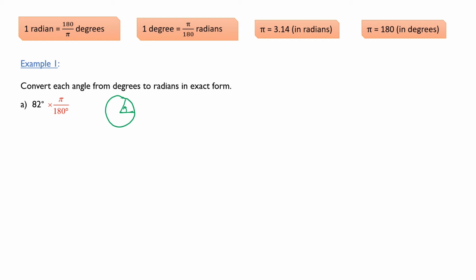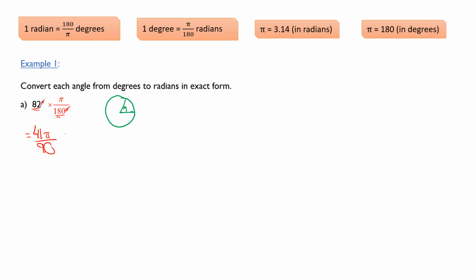So now, since I have a degree in the numerator and a degree in the denominator, they'll cancel out with each other. The question says in exact form, so I'm not going to change pi to 3.14. I'm going to leave pi as pi. But I can divide both of these numbers by 2 to reduce them a little bit. That will give me a 41 in the numerator and 90 in the denominator. So I write that as 41 pi over 90.